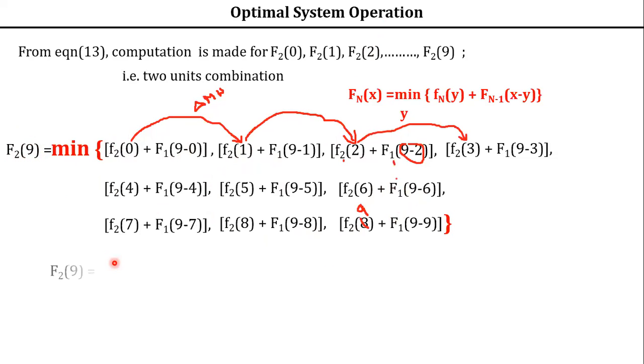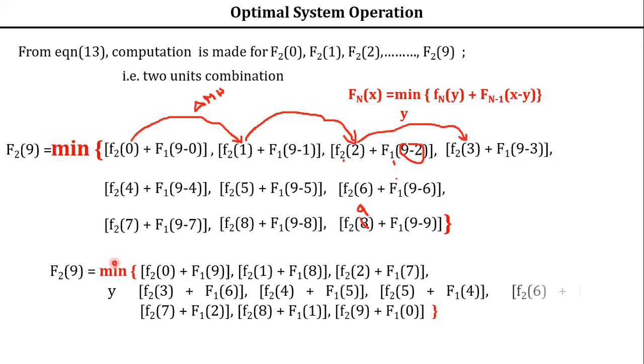So the next step will be, I am writing this one, resultant. It is the same as this one. 9 minus 0 is 9. 9 minus 1 is 8. 9 minus 2 is 7. That's the same as this one. The only thing is, I have removed this 9 minus 7, I have written it here. Same thing. Now we have to determine each combination value.